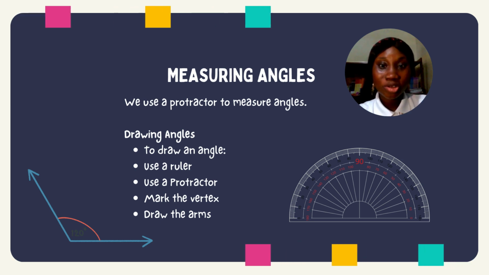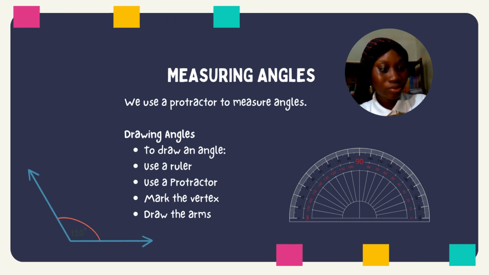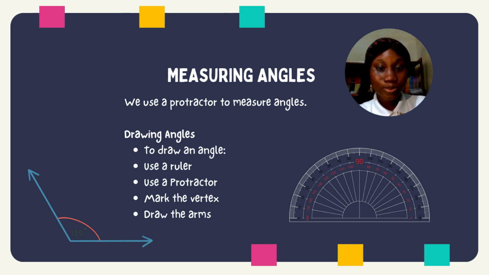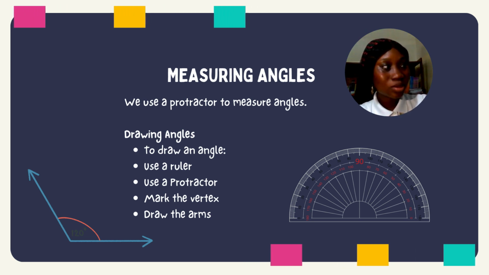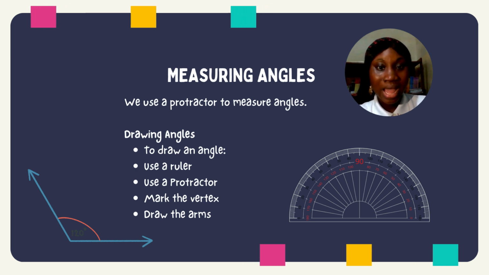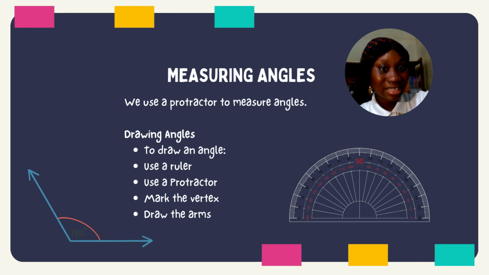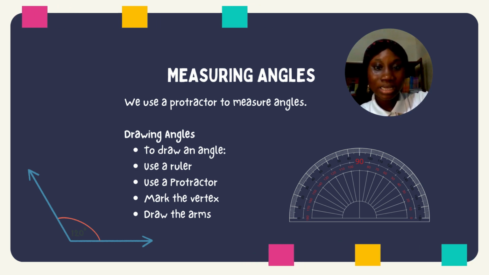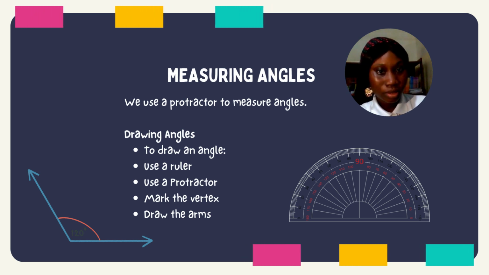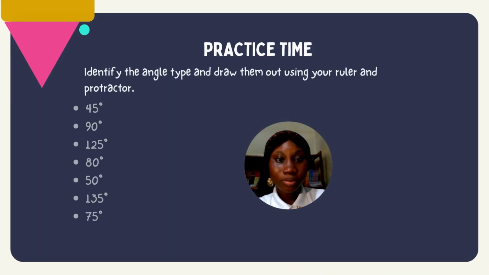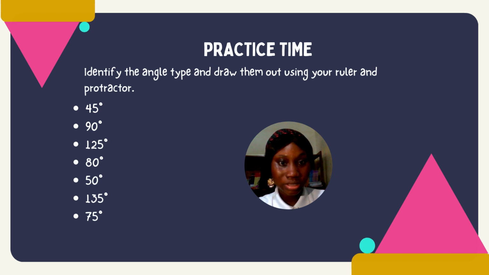Okay. Now, how do you draw your angles? To draw an angle, you make use of a ruler to draw a straight line where you mark point zero. Then you make use of your protractor to measure the size of whatever angle you are asked to draw. And then you mark that point, you mark the vertex. I've told you what a vertex is, where the two lines meet. You mark it and then you draw out the arms to give you the shape of that angle. Did you get that?